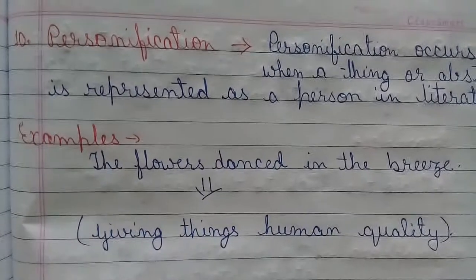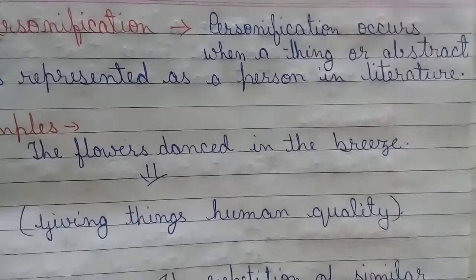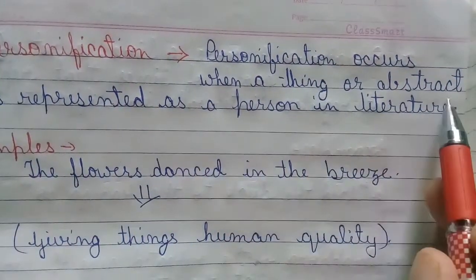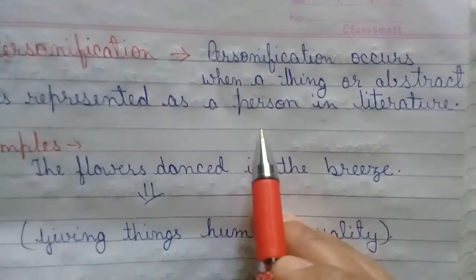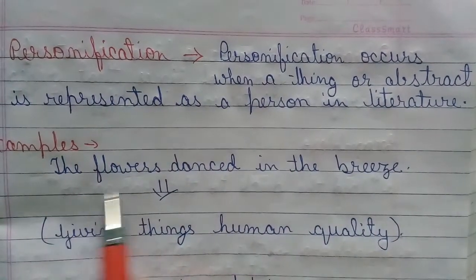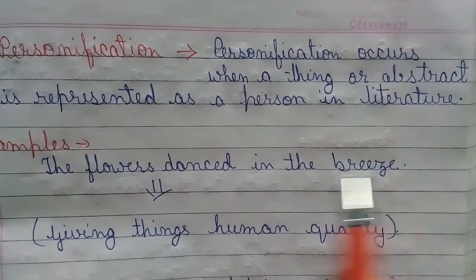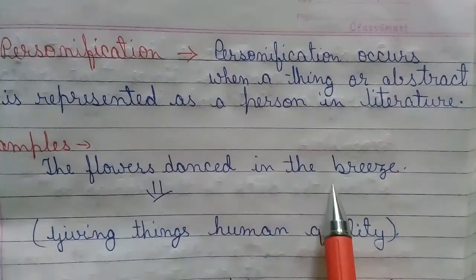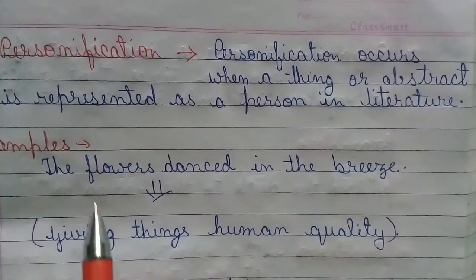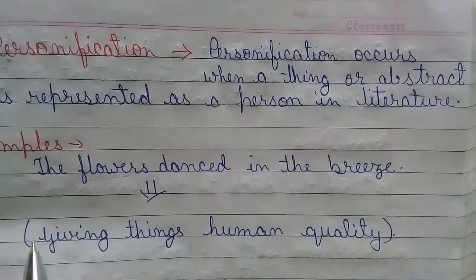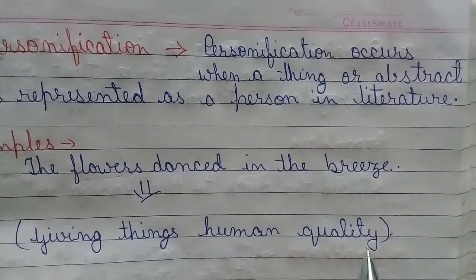Let us see the next poetic device. Our next poetic device is personification. What is personification? Personification occurs when a thing or abstract idea is represented as a person in literature. For example, the flowers danced in the breeze. Here, flowers are shown as human beings because dancing is a quality of human beings, and here it refers to flowers. So, here flowers have been given a human quality.